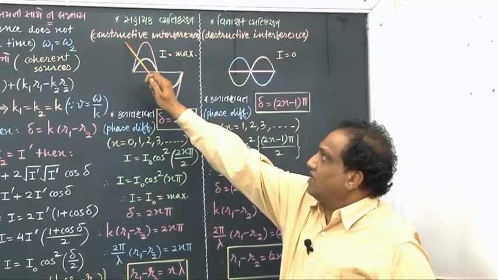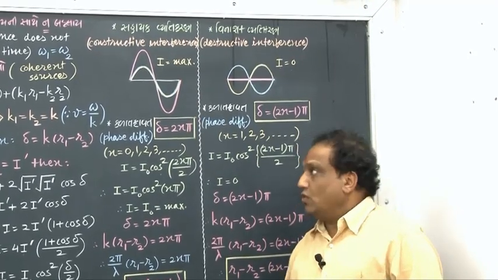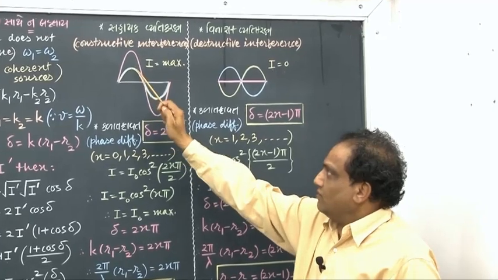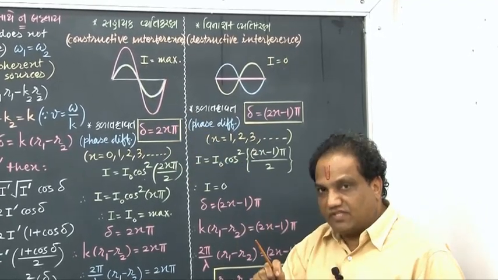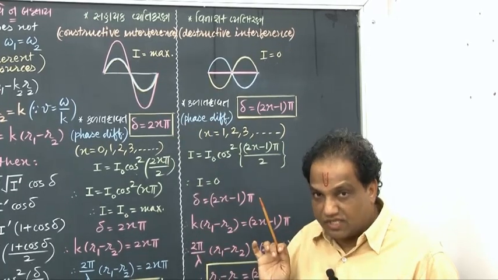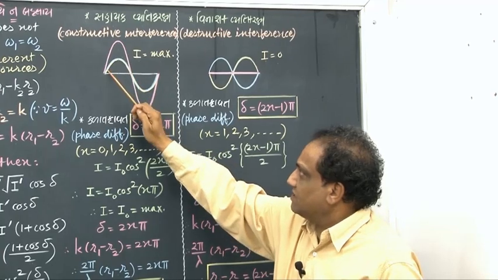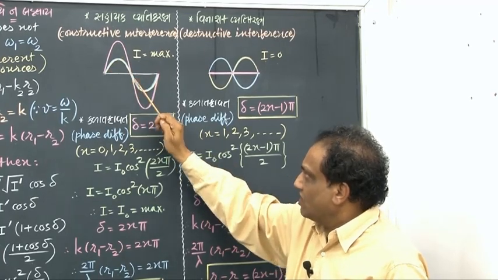First of all we go for constructive interference. What do you mean by constructive interference? Look, consider two waves having the same frequency, same wavelength, and same amplitude, which are superposing on each other as per the diagram. Look, crest on crest and trough on trough.